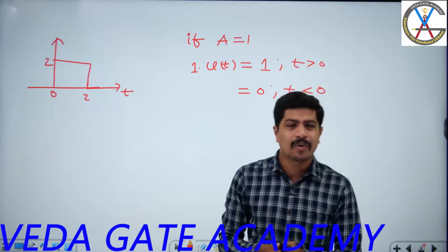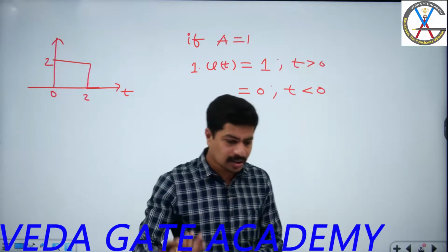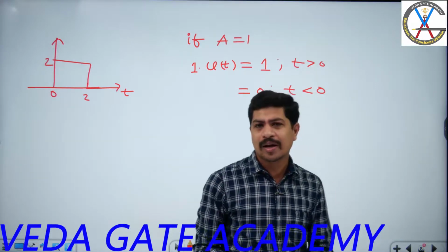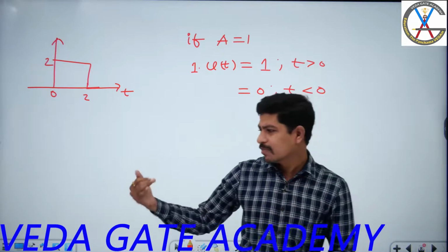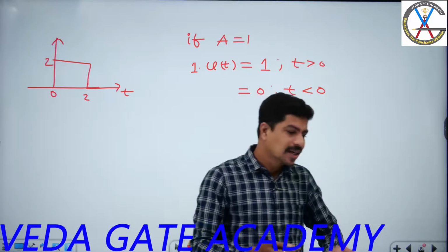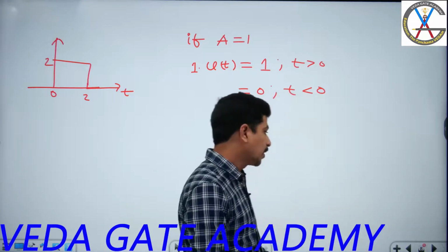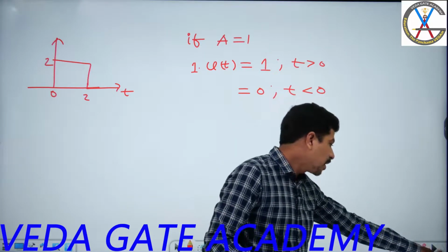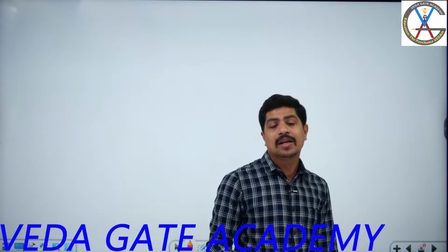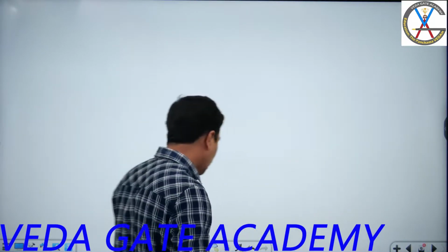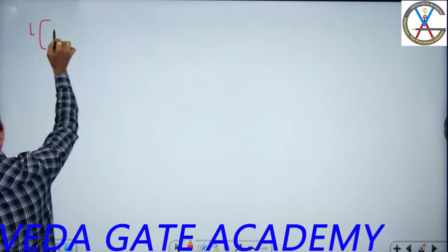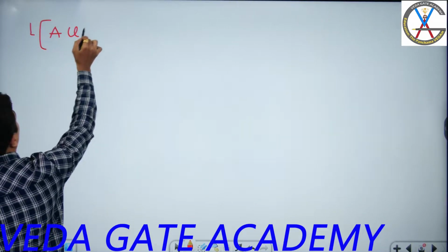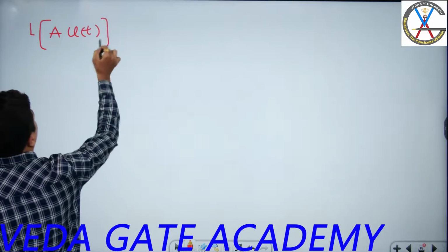Now what's our requirement? We have to convert this time domain signal into the frequency domain. I told you that the frequency domain has a lot of advantages. After completion of all these basics, we will see the advantages of the frequency domain. Now let's find the Laplace transform of u of t, or a into u of t. The Laplace transform of the step signal, a into u of t, we want.